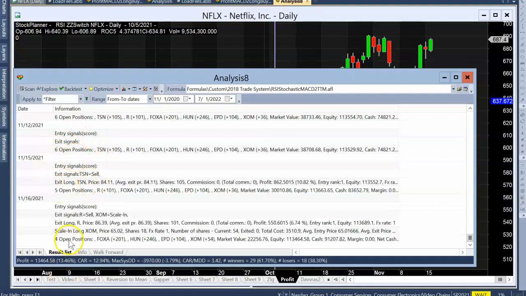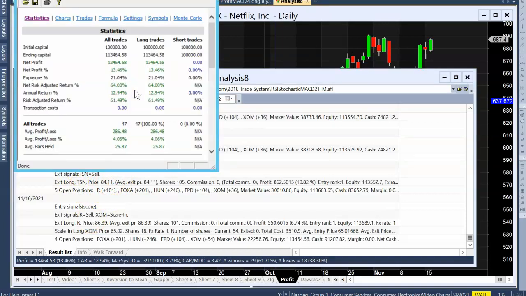It says I have currently opened 4 positions: Fox News, Hun, these are longs, EDP, and ExxonMobil, which I closed out for a smaller profit because I needed some cash today. But according to the back test, it says I should be open, but it didn't enter any new ones. But it did scale in and gave me a signal for scaling in and buying some more ExxonMobil. So this is pretty cool. And this test system is back tested, and the risk-adjusted return is 61%. I'd be a millionaire if I followed my system.